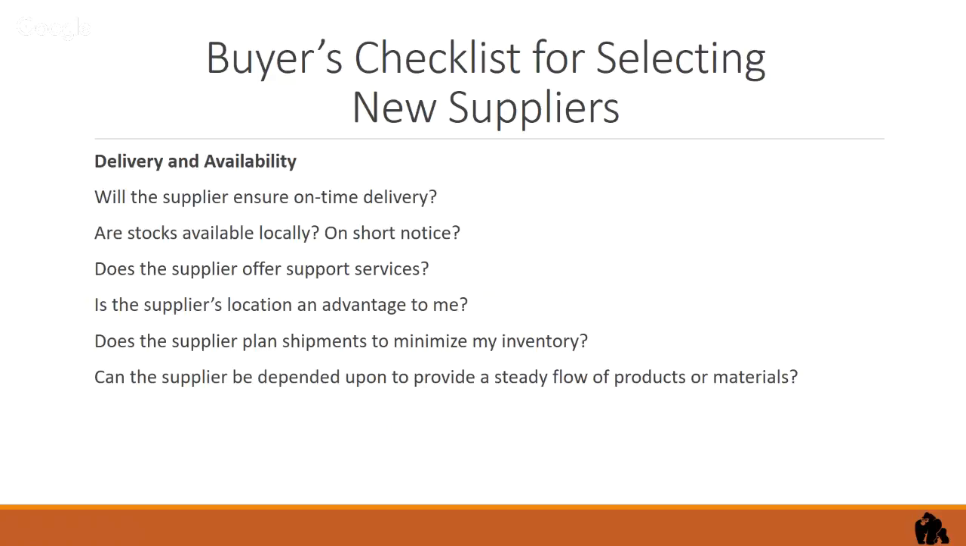Delivery and availability. Again, very important when we're moving forward. Restocking. Will the supplier ensure on-time delivery? Yes, Mr. Paul. Products were sent yesterday, don't forget. In fact, they're stuck in the factory because we can't do the logo you want. Are stocks available locally on short notice? This is one of the questions that Rob and I asked during the week. How quickly can you get it? Do you have stock or do you need to make it? The answer was, we need to make it.